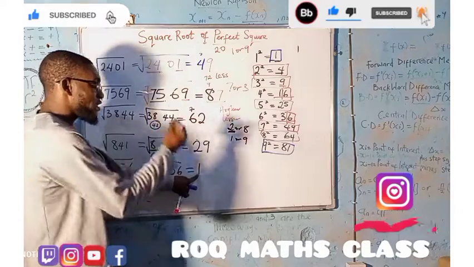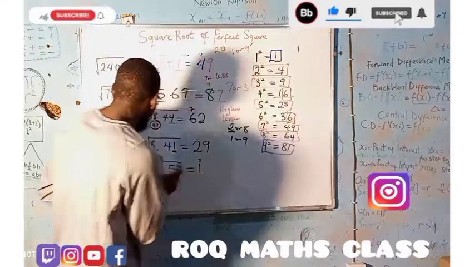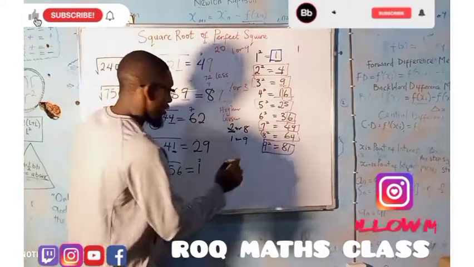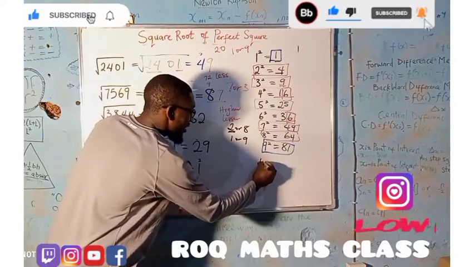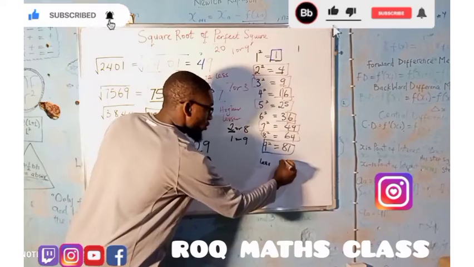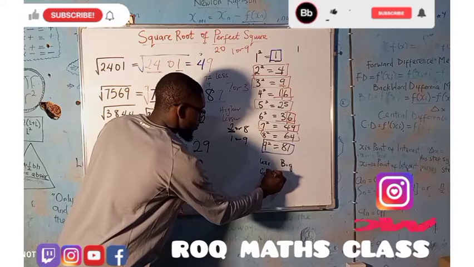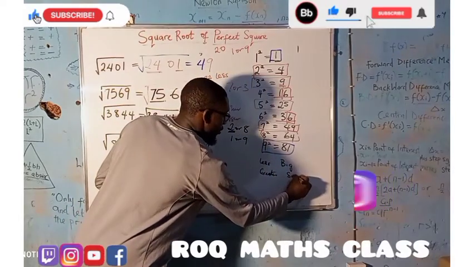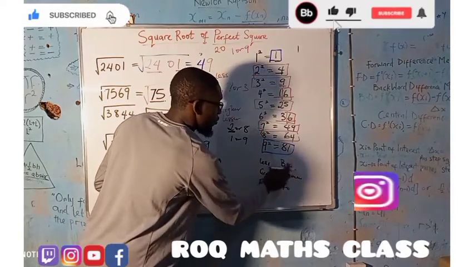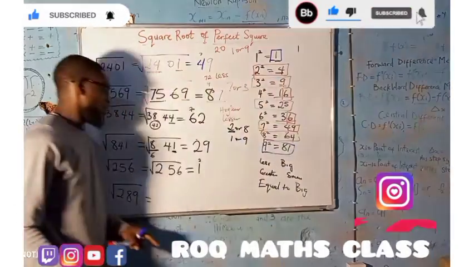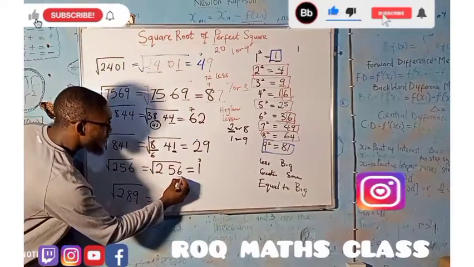Then 1 times the next number, which is 2. 1 times 2 is 2. Now the condition is that if my answer is less, I'll go for the bigger value. If it's greater, I'll go for the smaller value. And if it's equal, I'm also going to go for the bigger value. Now, since 1 times 2 is 2, and what ends this number is 6.